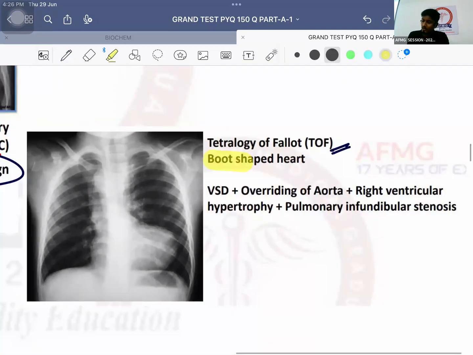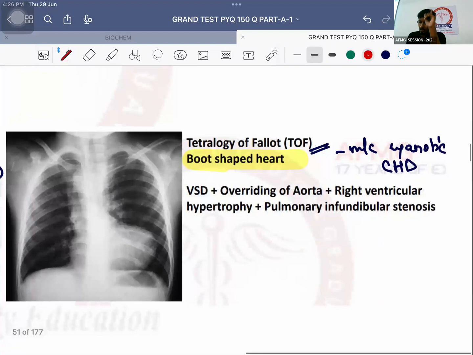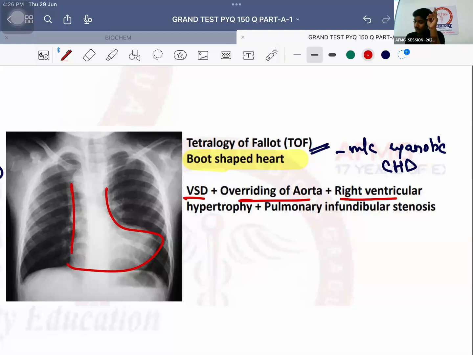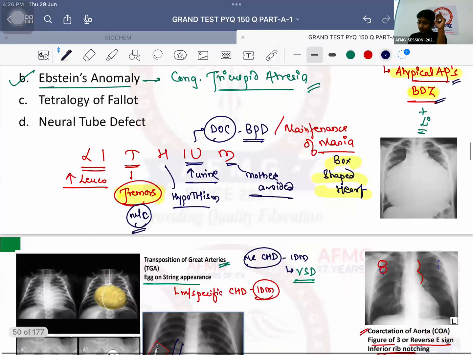Which appearance? Boot-shaped heart. It is the most common cyanotic congenital heart defect. 4 features are: first is ventricular septal defect. Second is overriding of aorta. Third is right ventricular hypertrophy. And fourth is pulmonary infundibular stenosis. Most important is pulmonary infundibular stenosis. It decides the outcome of the patient. याद रखना है बात, ठीक है? No issues with this, anybody?